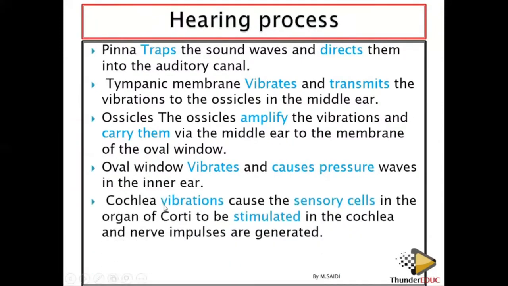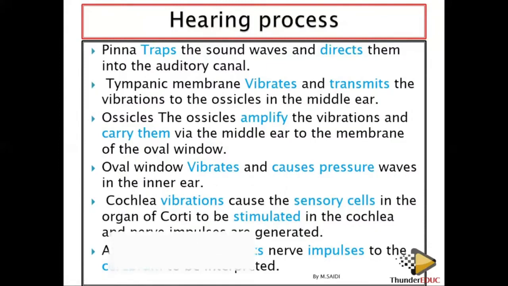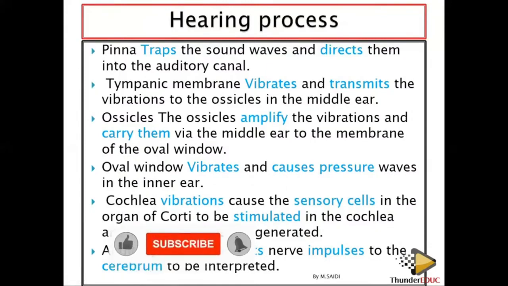Then the cochlea, inside the inner ear, vibrates and the sensory cells in the organ of Corti are stimulated. It means that now they change this vibration into a nerve impulse. Then the impulse is sent to the brain via the auditory nerve. The auditory nerve transmits the nerve impulse to the cerebrum for interpretation. And then we can react according to the interpretation of the brain.